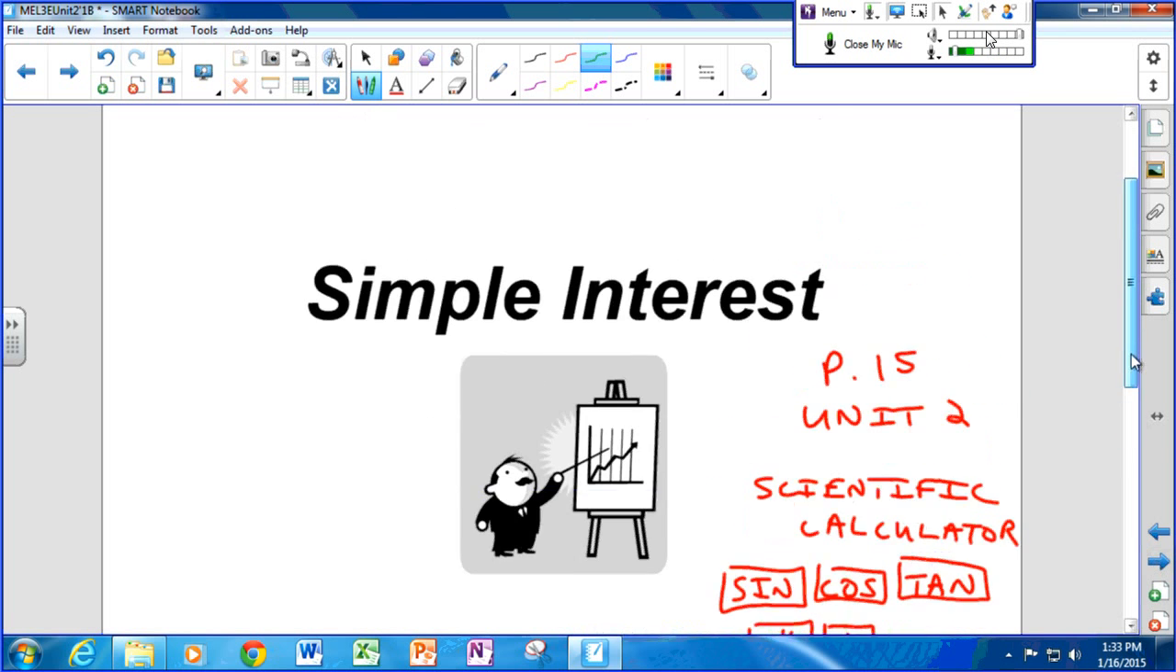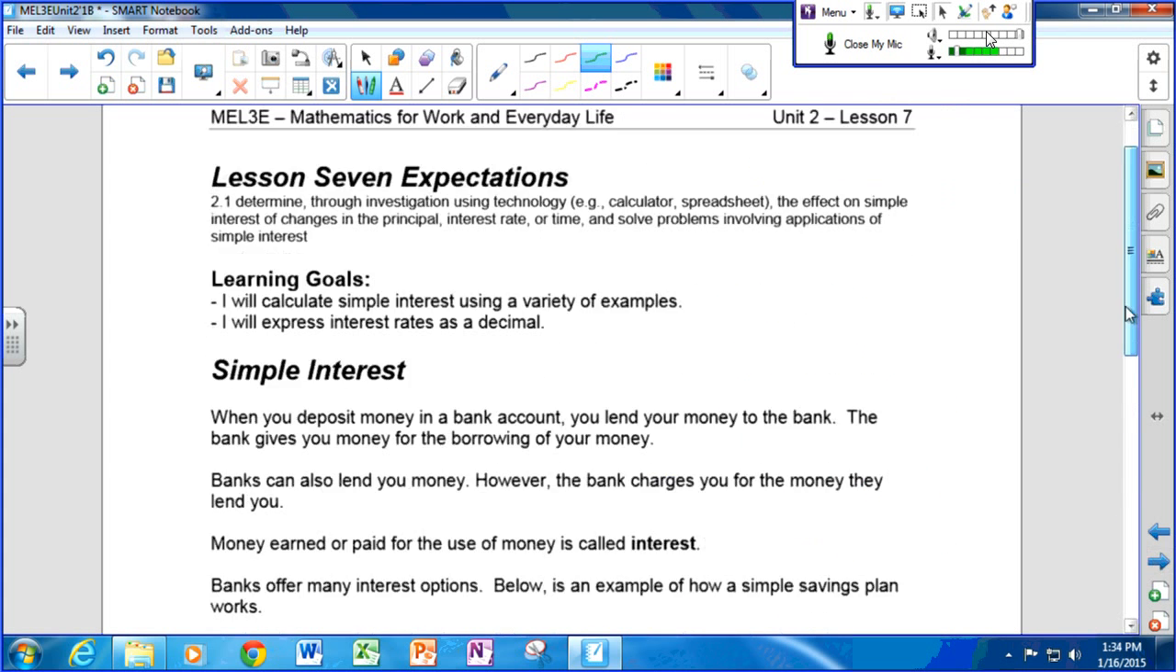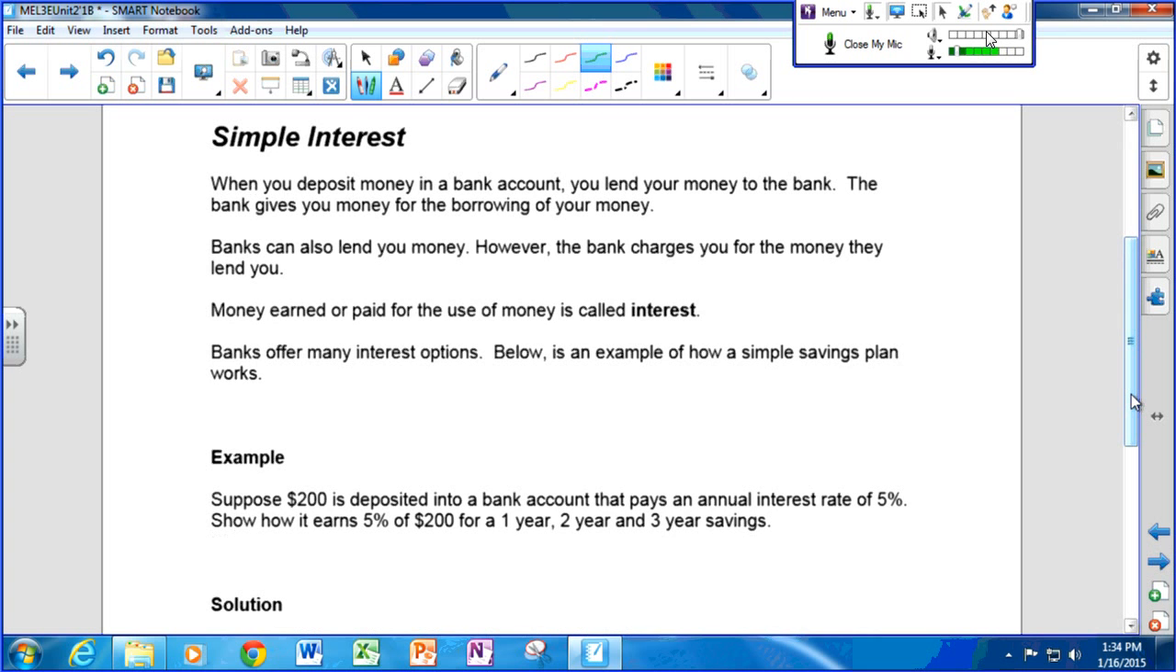Okay. So now our next lesson is interest. We've talked about simple interest, and we've talked about compound interest. When you're reading a question, if it says simple interest, then it's about simple interest. If it doesn't say simple interest, then it's compound interest.